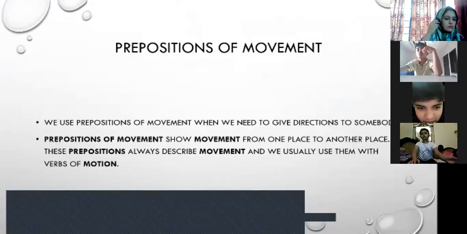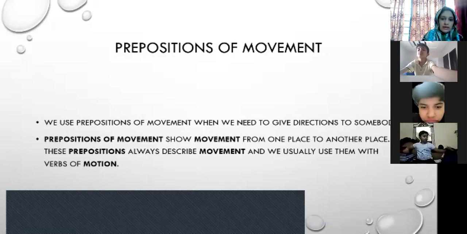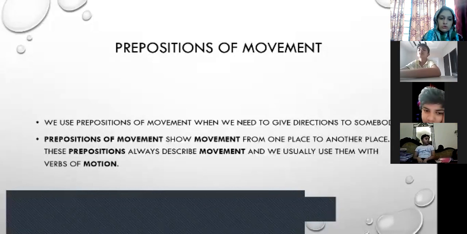We use prepositions of movement when we need to give directions to somebody, as you all know. And there are different prepositions of movement, like in, on, up, down, off, away. These are all called prepositions of movement. When we need to give directions to somebody, then we use these prepositions of movement. For example, if somebody wants to come to your house and you have to give directions to that person, you will use different prepositions of movement, like left, right, down, above.